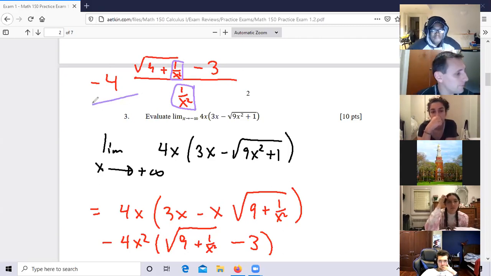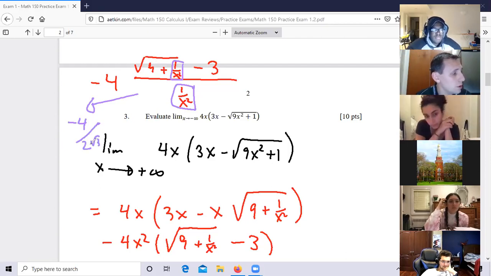So what is this? This is minus four divided by root of 9, so it's 3. So minus 4 divided by 2 root 3, and the answer is minus 2 divided by root 3.